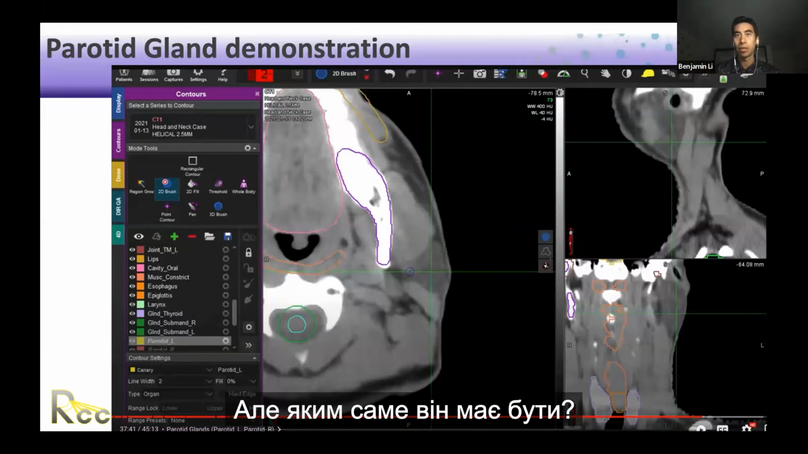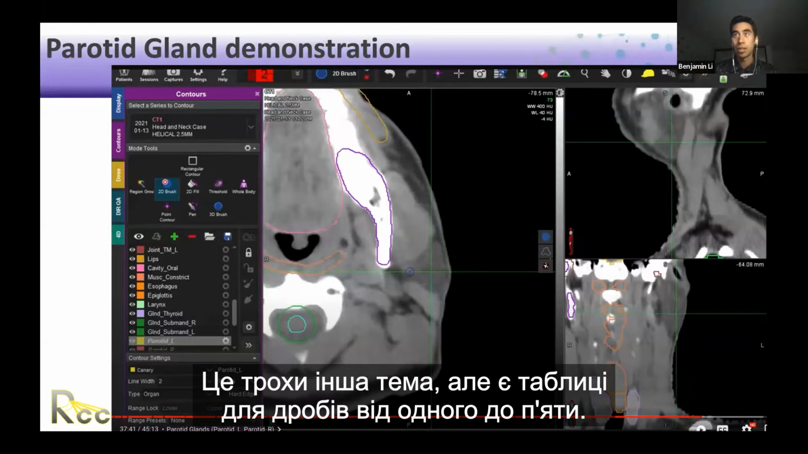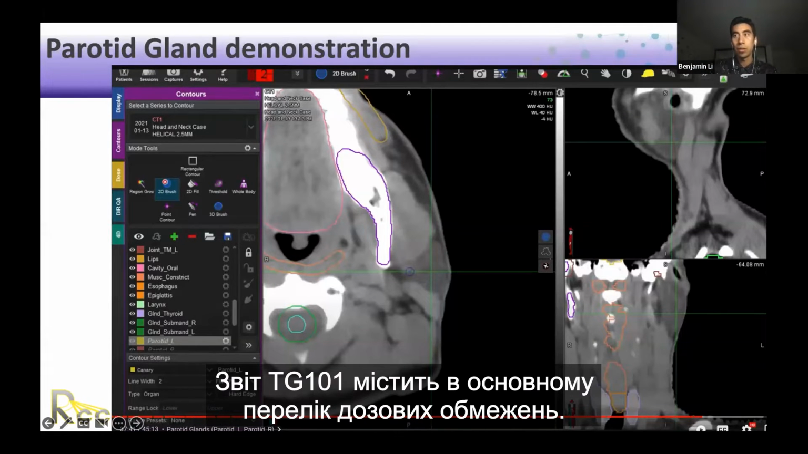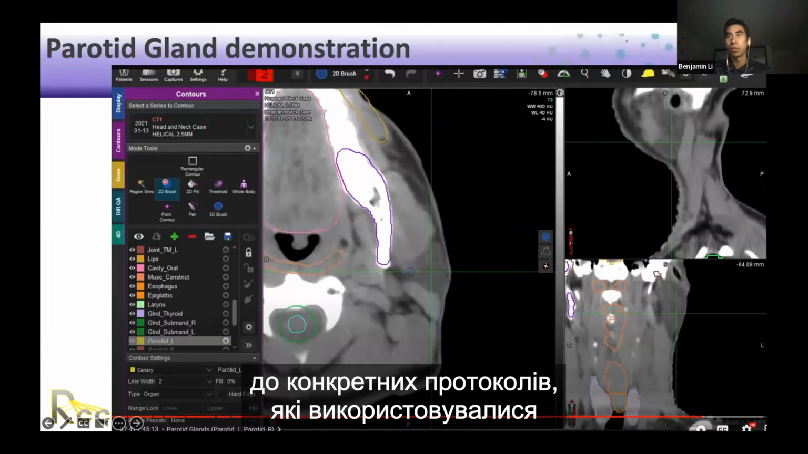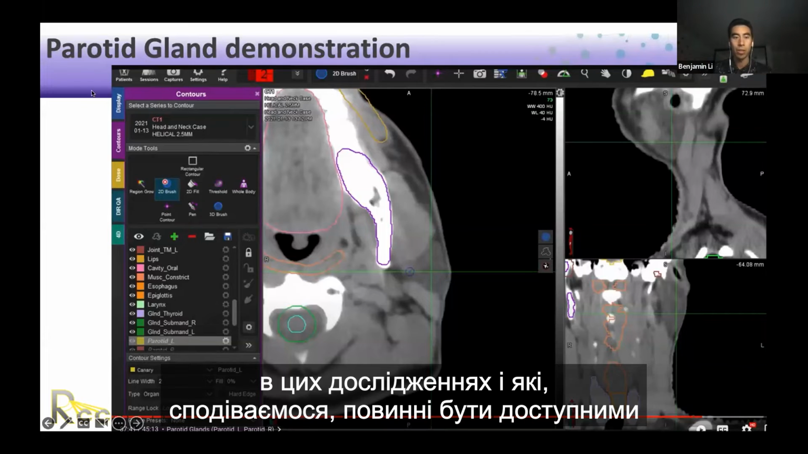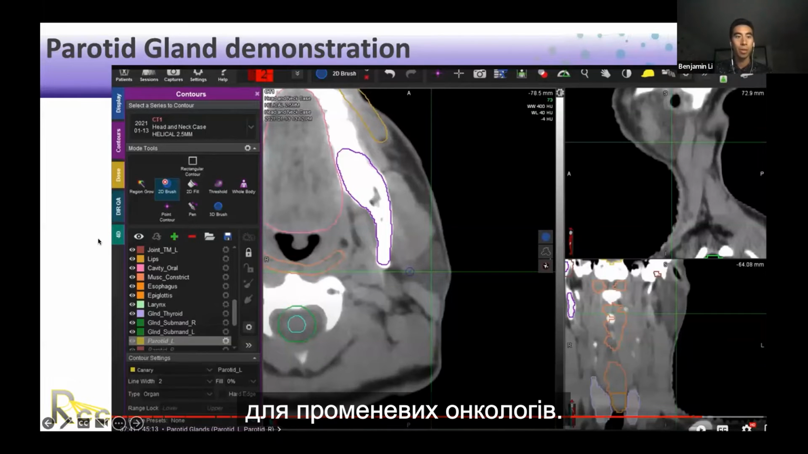That's kind of another topic, but there are tables for fractionations between 1 and 5. The TG 101 report has basically a list of dose constraints. For moderate hypofractionation, you may want to look at specific protocols that those studies used, which the radiation oncologist should hopefully be able to access.